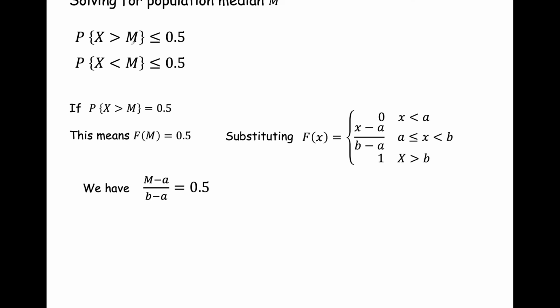So we plug in, rather, for this value P of X less than m, that would be our CDF. So we plug in for the CDF, this m. And so what is that? Well, we replace x with m. So we have (m minus a) over (b minus a) is 0.5. We do a little bit of algebra, and we get m is equal to (a plus b) over 2.